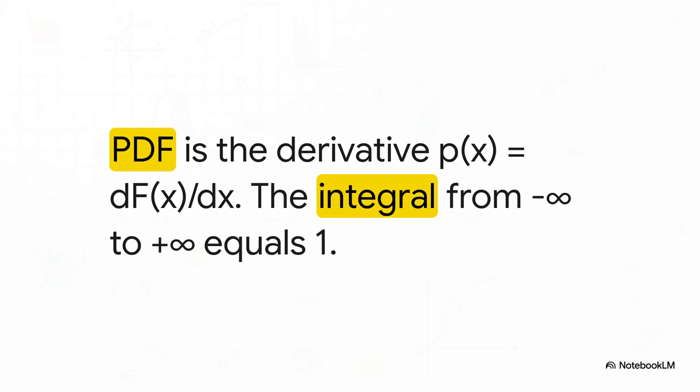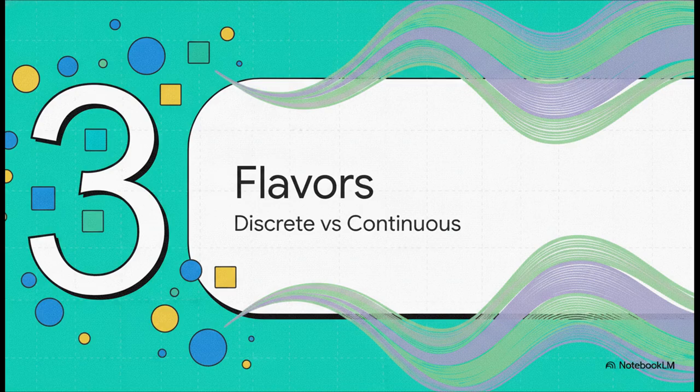So what happens when you take the exact derivative of that CDF? You get the probability density function, or PDF. This brilliant little equation gives us the probability density at any exact point x. And here's the really cool part. Because it represents literally all possibilities, the integral of the PDF across the entire domain must equal exactly 1. Makes sense, right? The sum of all probabilities has to be 100%. Which brings us to Section 3, discrete versus continuous flavors.